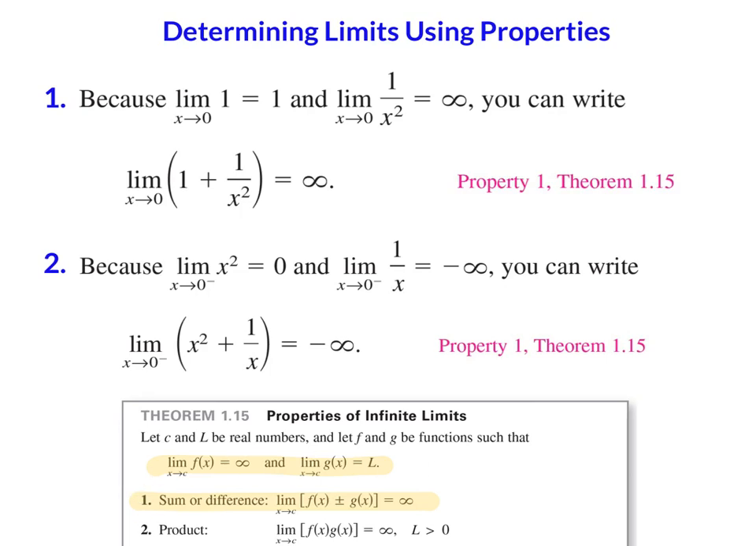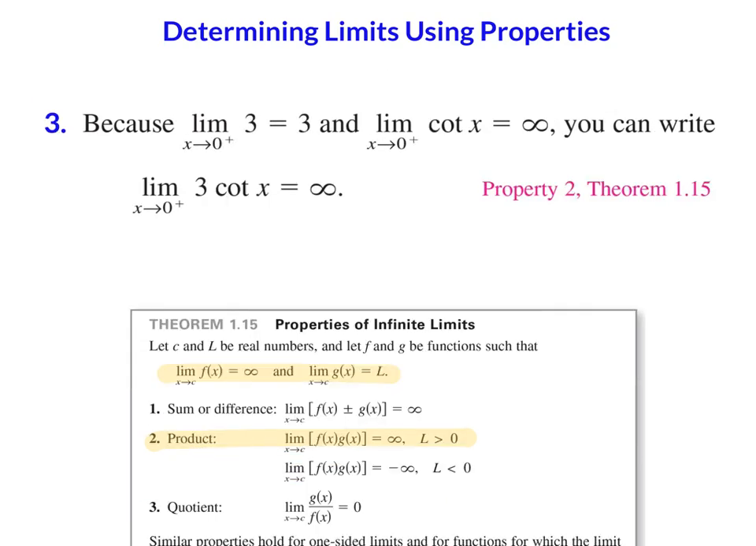And so if I take another example, it's a little bit more complicated. I've got x squared. So as that approaches 0 from the left, that's going to equal 0. And if I have 1 over x, which we've looked at plenty of times, is approaching 0 from the left as well, that gives you negative infinity. If you're adding those two functions together, you're going to get negative infinity there.